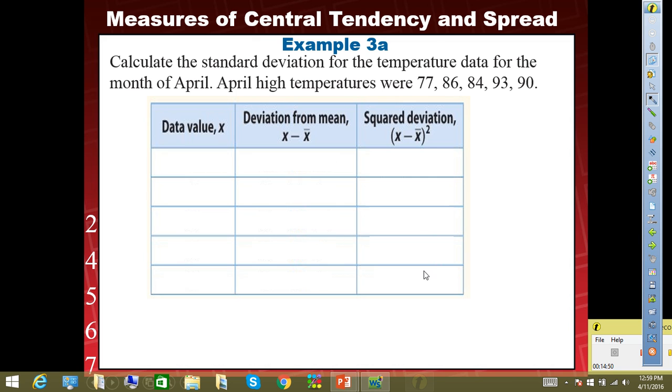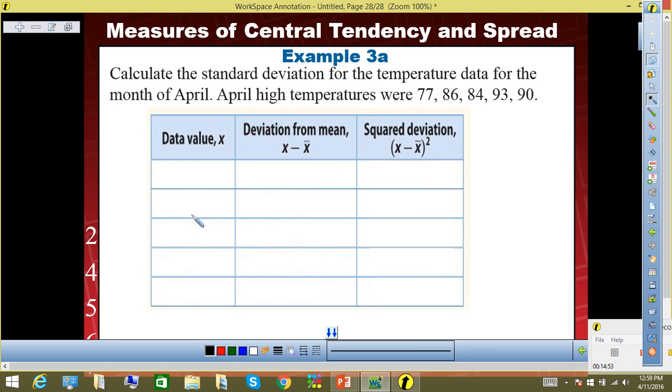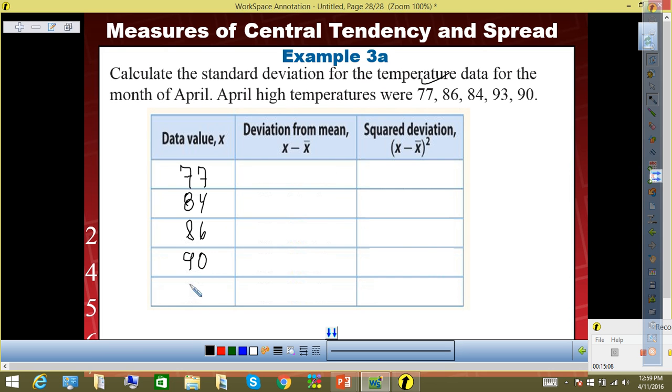Organize the data from least to greatest. So let's do that here on this column. The first number is 77, 84, 86, 90, and 93. Pardon my writing, it's not me, it's the tablet. I don't know what's going on. It's like unplugging itself every now and then, so be nice.